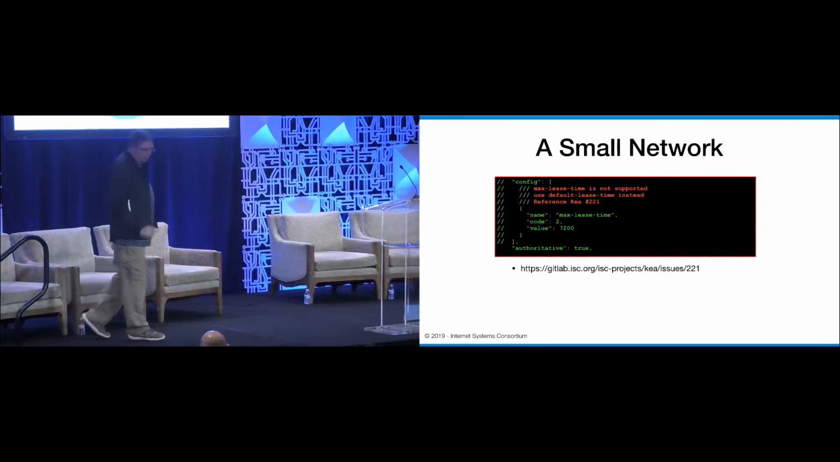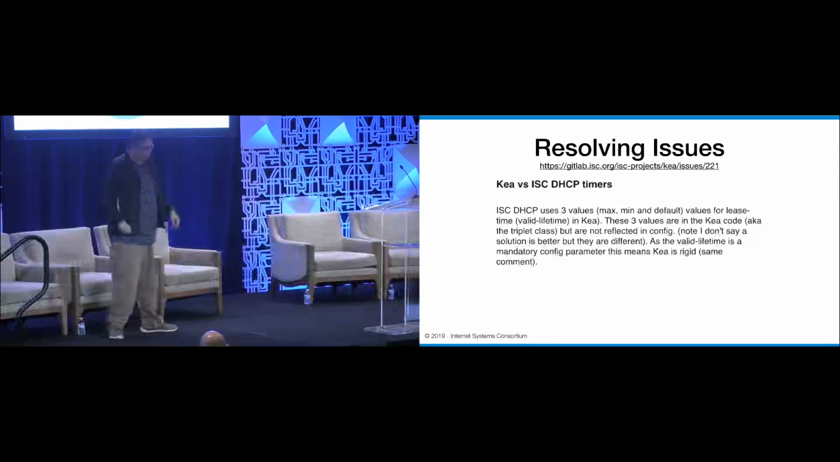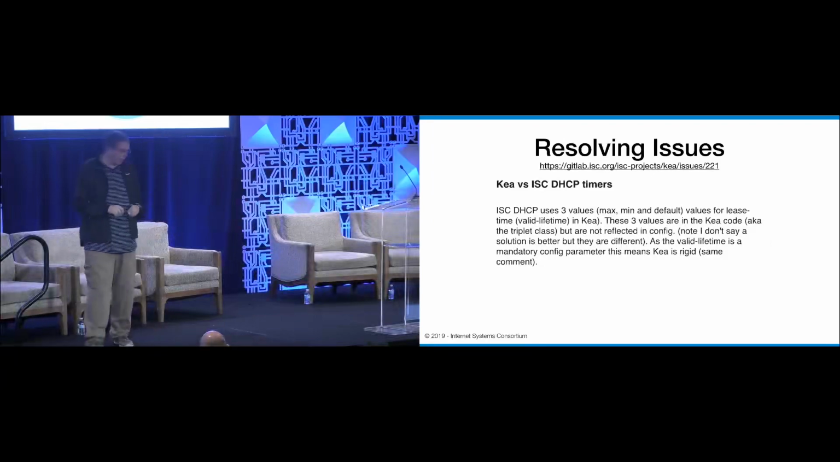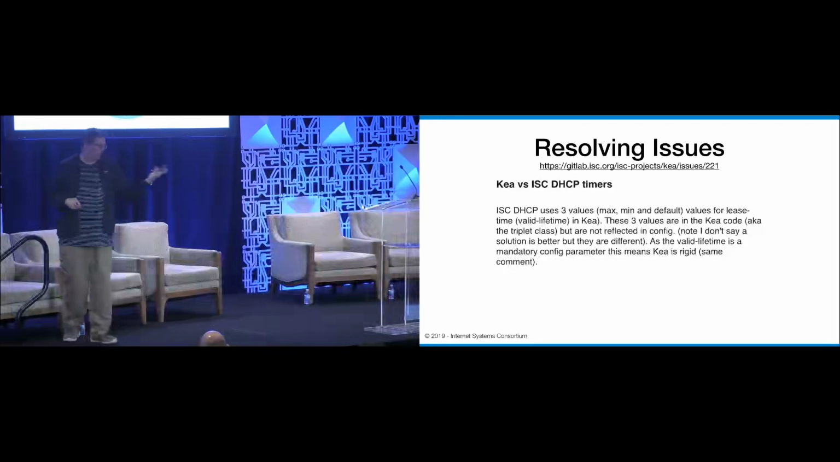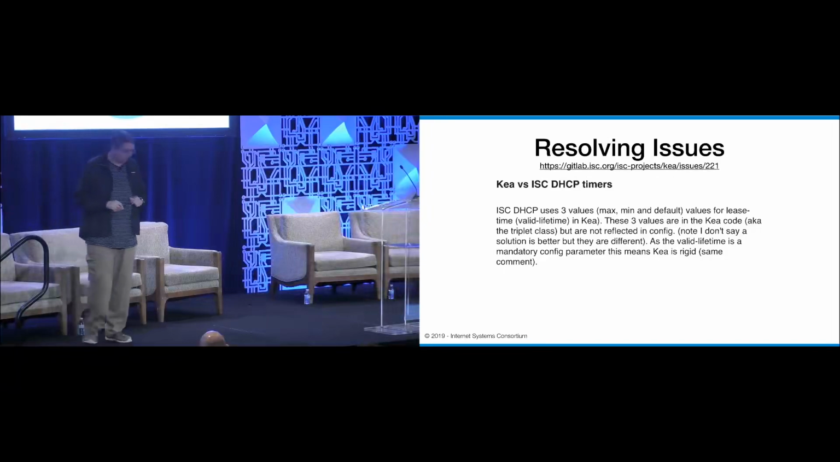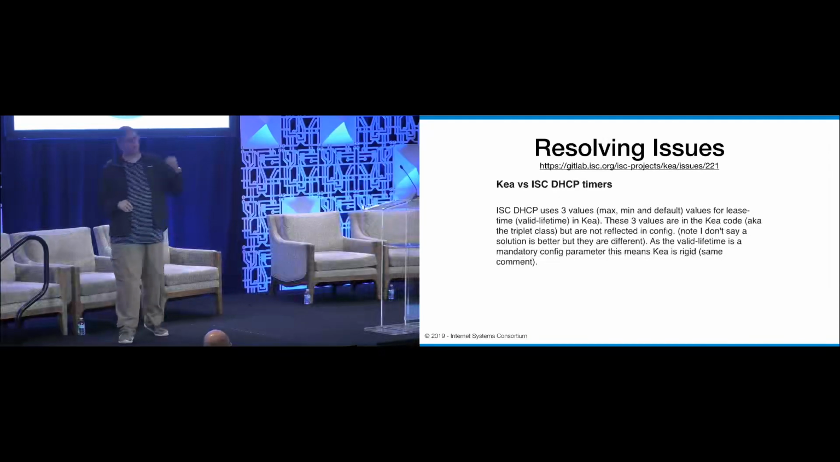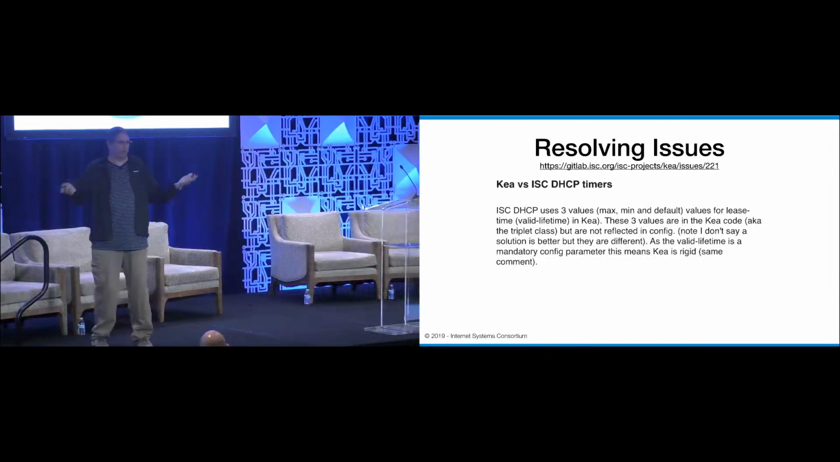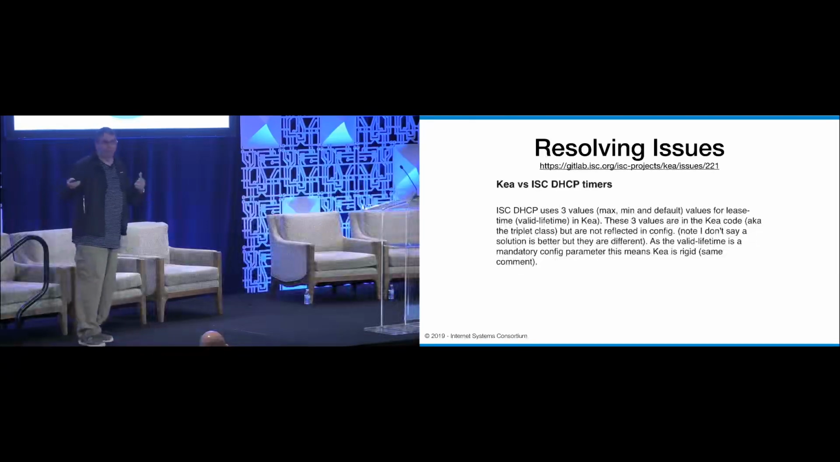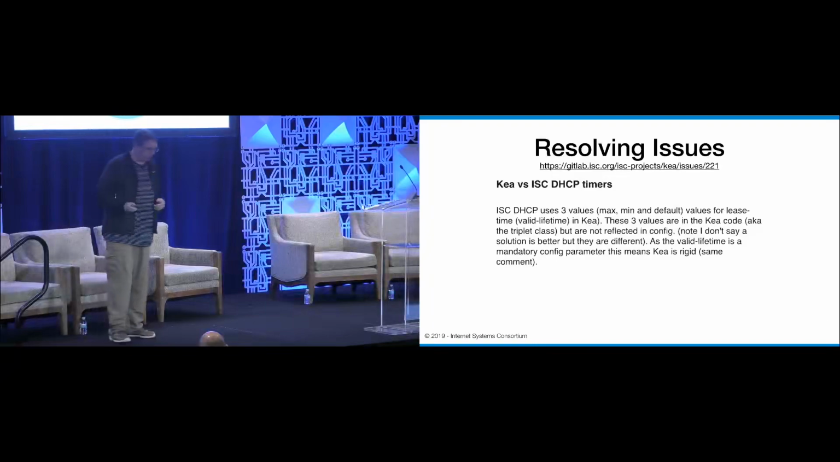So if we go out and look at issue number 221, you see that ISC DHCP uses three values, max, min, and default, whereas Kea only uses valid lifetime. The three values are actually in the Kea code, but the configuration file was never written to allow that to be modified. You couldn't configure it, so the configuration parser didn't know how to do that.